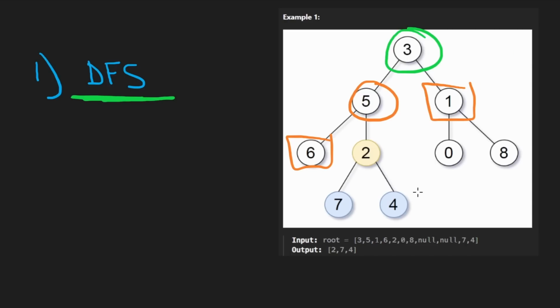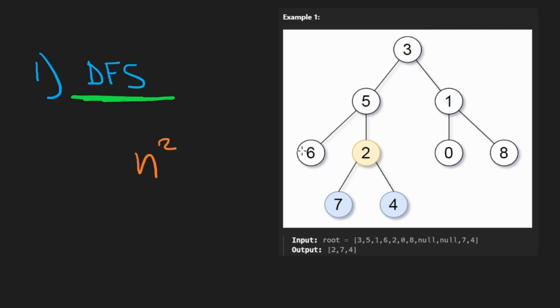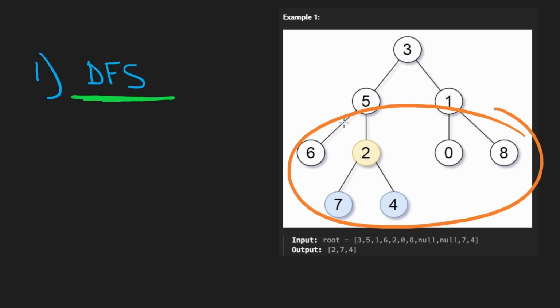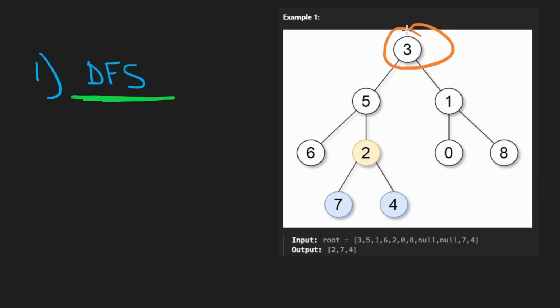This is a possible solution, but it's going to be n squared, where n is the size of the tree, because for every single node, we're going to end up doing a different DFS. Now, there is a lot of repeated work in that, so instead of doing it top down, why don't we approach the problem from a bottom up perspective?